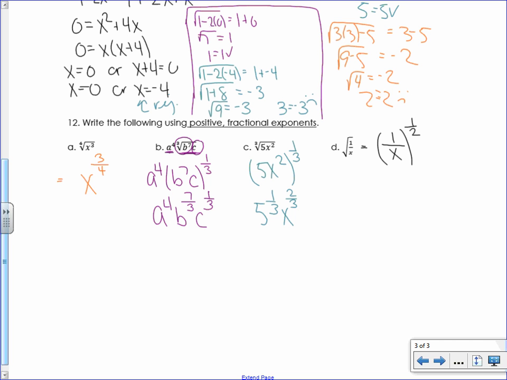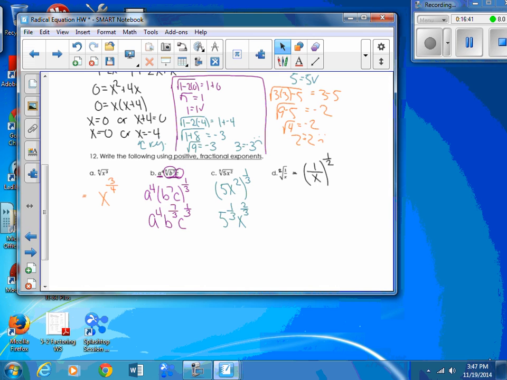Remember, if you don't have an index explicitly written, we assume that it is 2. And boom, baby, I am done. Make sure this is corrected completely because I will be checking it for a grade next class.